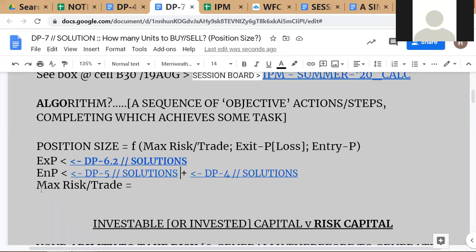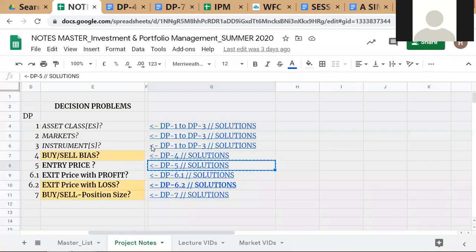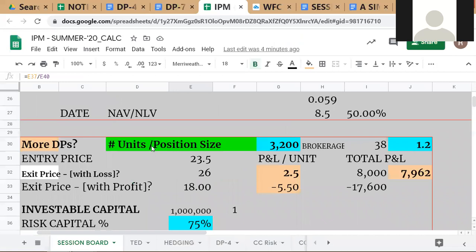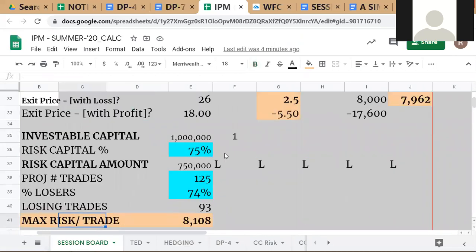And then the maximum risk per trade, that comes from, okay, now what we can do is, this is a function of these three. Now we understand these three, try to understand these three a little better. And position size is a function of, one of those is maximum risk per trade. So now we ask ourselves, what is maximum risk per trade a function of? As we saw here, maximum risk per trade comes out of investable capital, risk capital, projected.